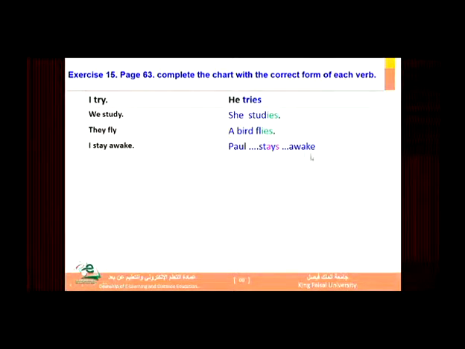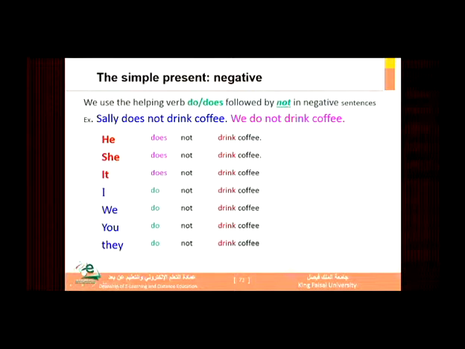Ball stays awake. Next sentence, I play music. So the verb play also ends in Y, but it is preceded by a vowel. My friend plays music. Next.